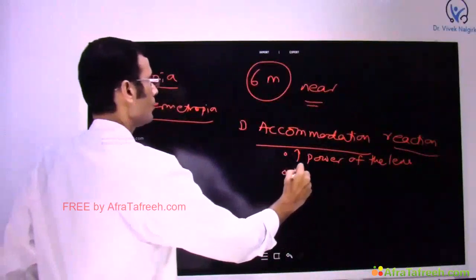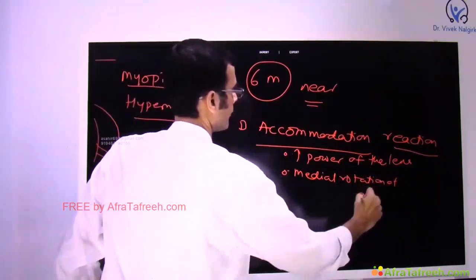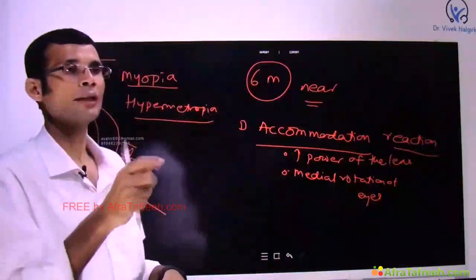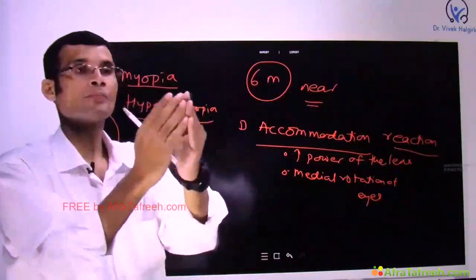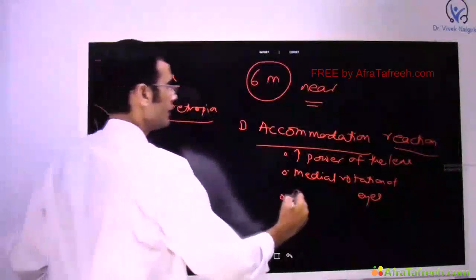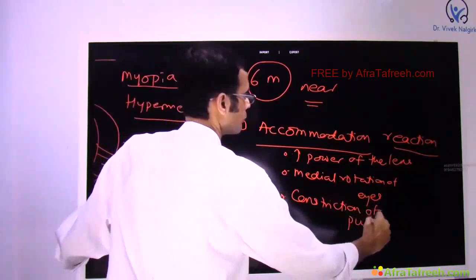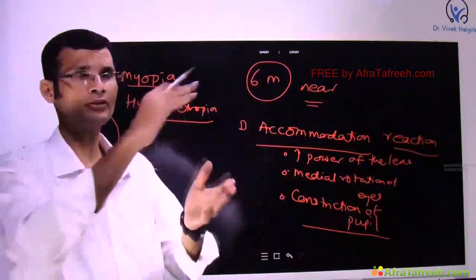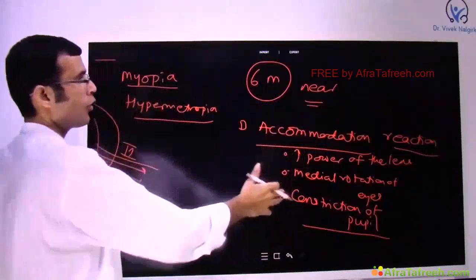Second is medial rotation of the eyes, convergence of the eyes, so that light rays coming from the center of the object pass through the center of both pupils. So the eyes rotate medially. And third is constriction of the pupil, so that peripheral light rays are cut off and only the central rays coming from the object pass through the pupil. So these are the three changes that occur in the accommodation.